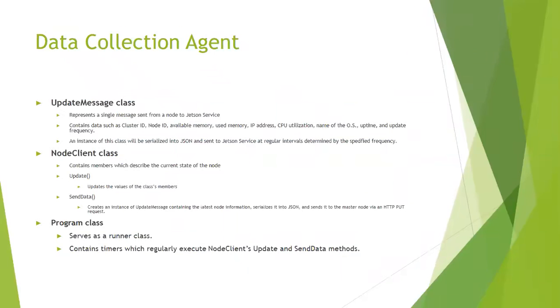The data collection agent is responsible for collecting utilization data for each slave node and sending it to Jetson service. The utilization data, along with data identifying each node, is contained in an instance of the update message class. The node client contains members that describe the current state of the node. In addition, it contains an update function which updates those members, along with a send data function which JSON serializes an instance of update message and sends it to Jetson service through an HTTP PUT request. These two methods are periodically executed by timers in the program class.